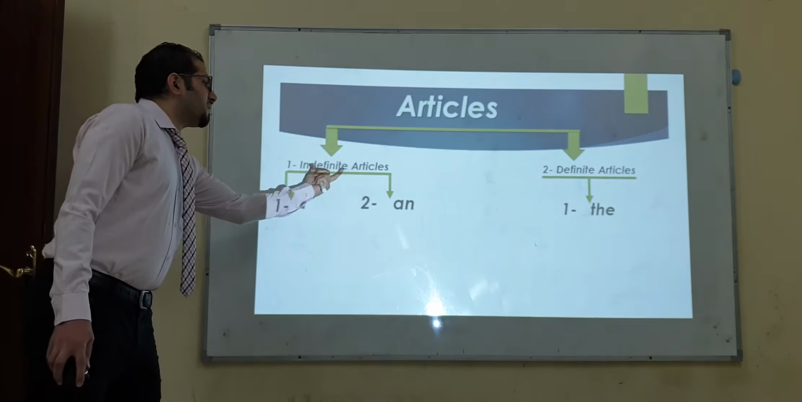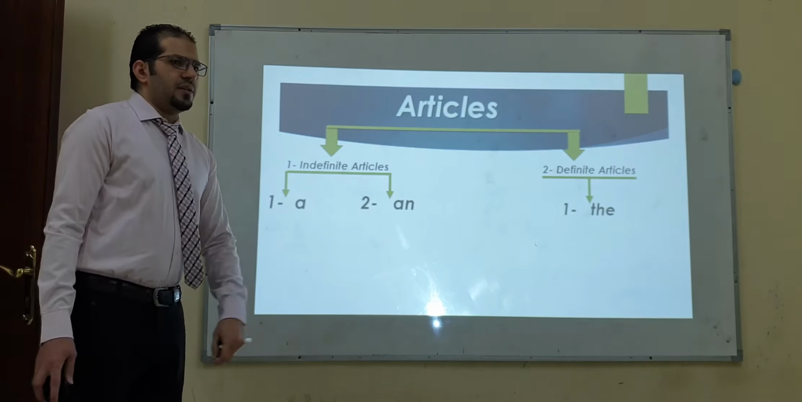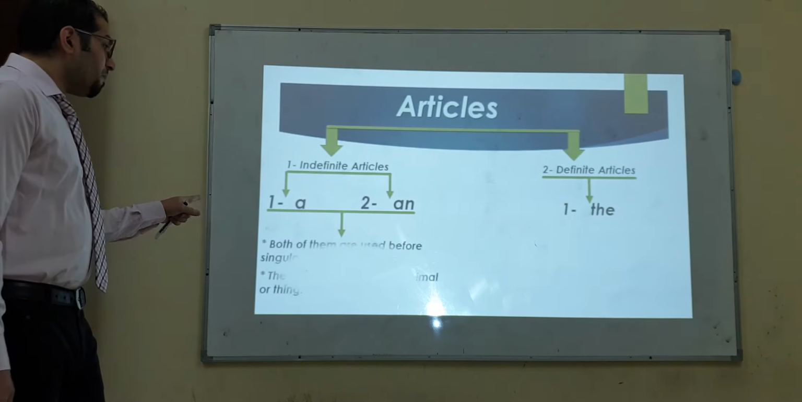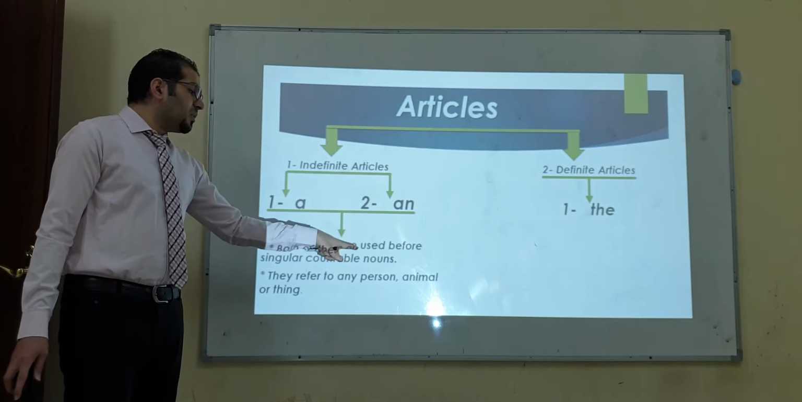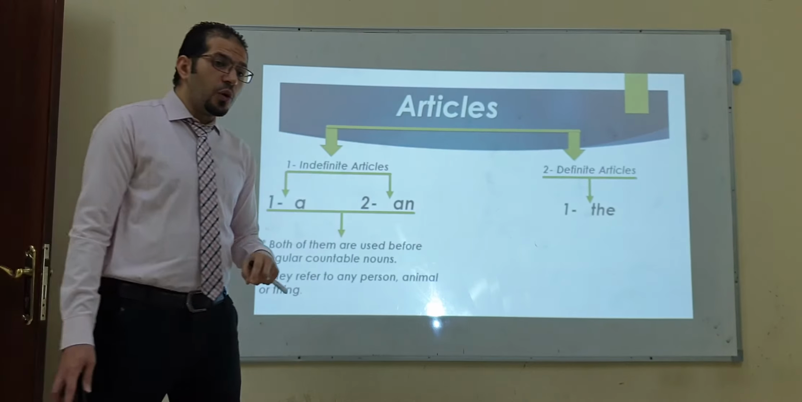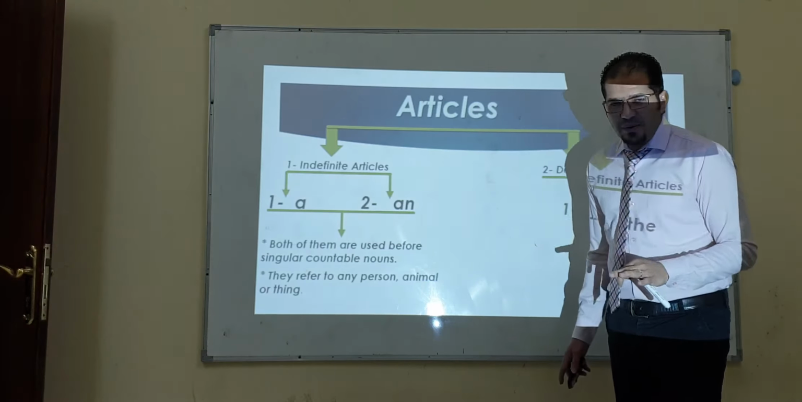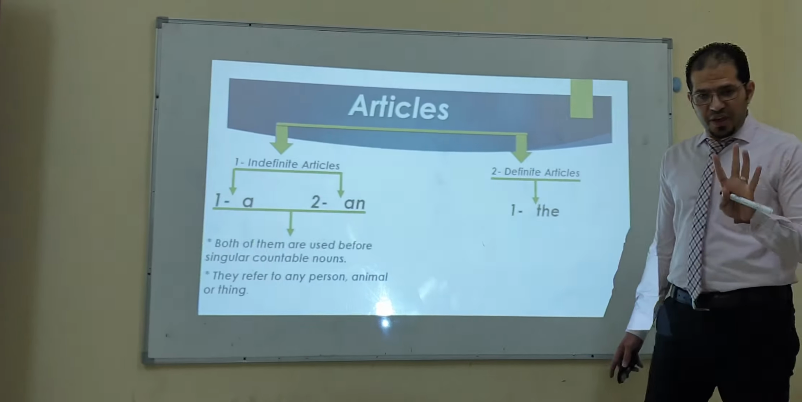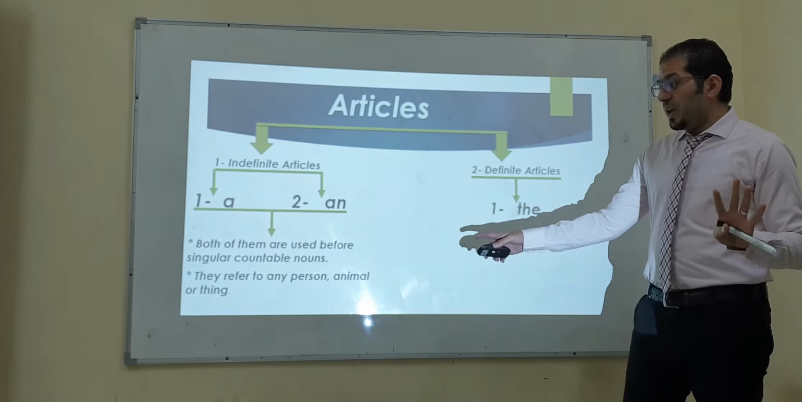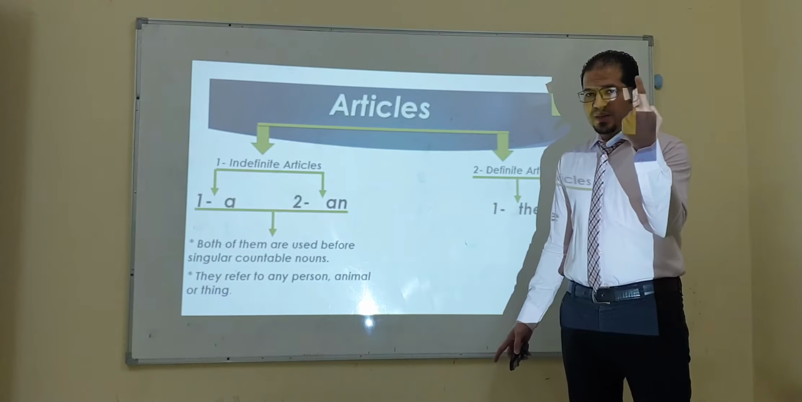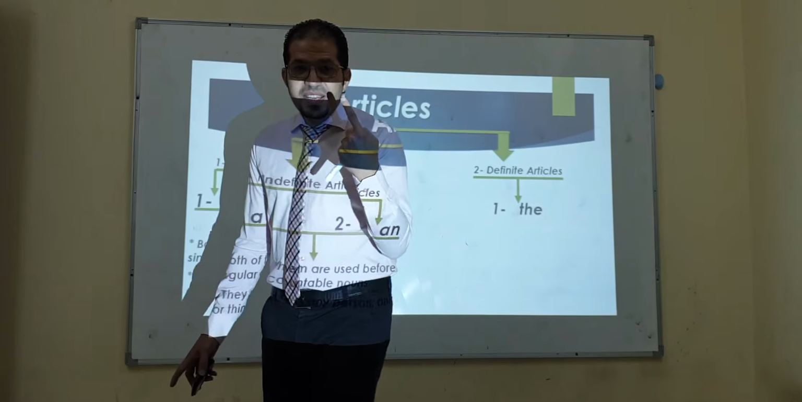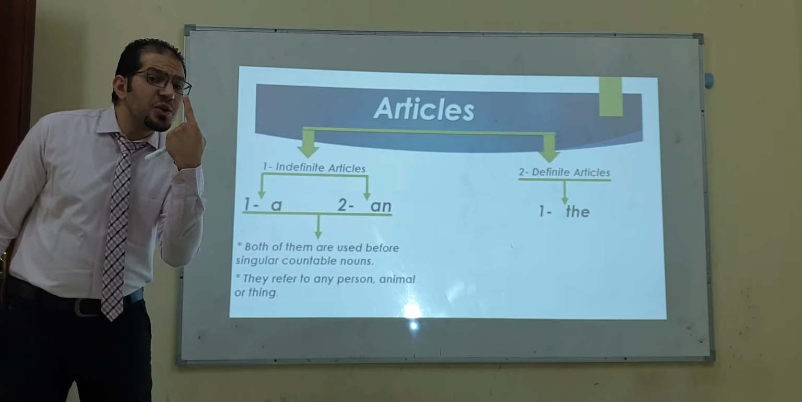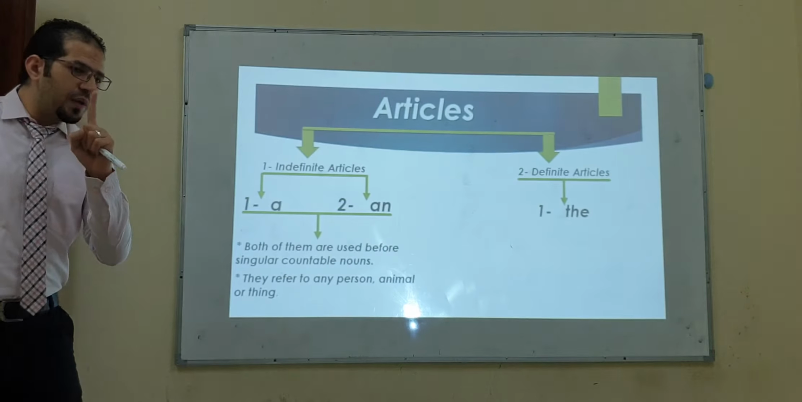Let's start with indefinite articles, a and an. Both of them are used before singular countable nouns. They refer to any person, animal, or thing, but in the singular form. A and an mean one.